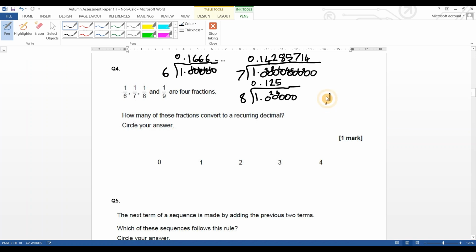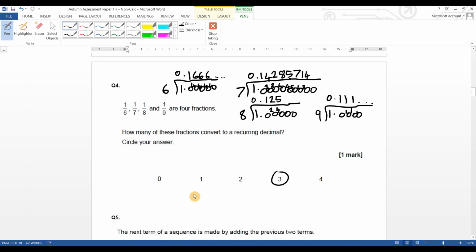So that's 1 divided by 9. 9 into 1 doesn't go. 9 into 10 goes around 1, remainder 1, 1 remainder 1, 1 remainder 1, and so on. Yeah, that's definitely recurring. So the only one that wasn't recurring is 1/8. So how many of these fractions convert to a recurring decimal? 1, 2, 3. Definitely 3. Again, just 1 mark. You don't want to spend ages on something like this.